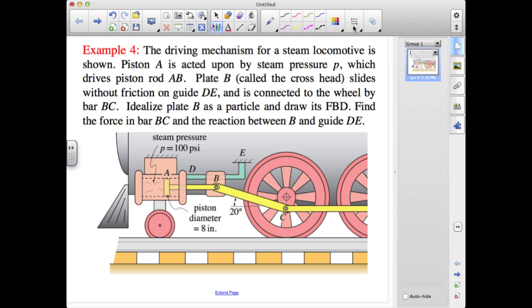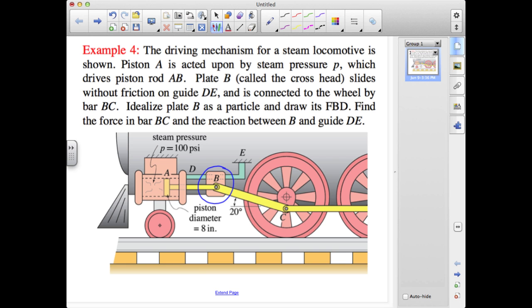So once again, there's a lot in this figure competing for our attention, but the problem statement specifically directs us to the crosshead plate B to draw the free body diagram. So we're going to focus on that. The pressure in the cylinder to the left of A will provide a force that has to be reacted by member AB. So we're going to know the direction of the force exerted on the crosshead by member AB. It will be in compression, and we'll be able to calculate that value.